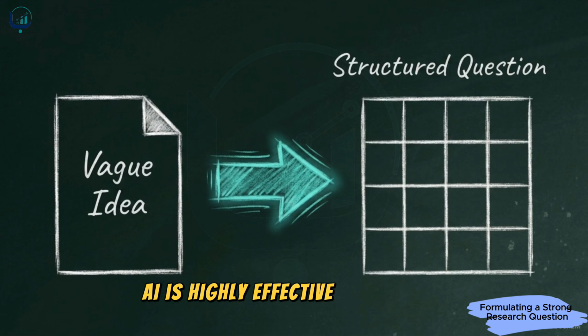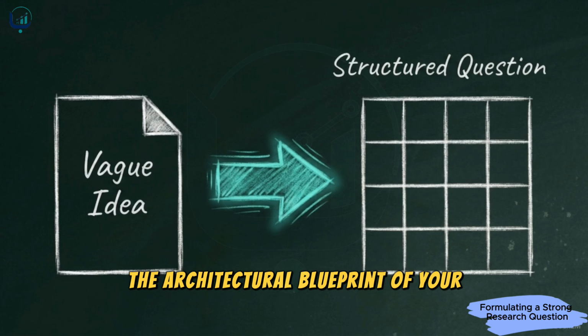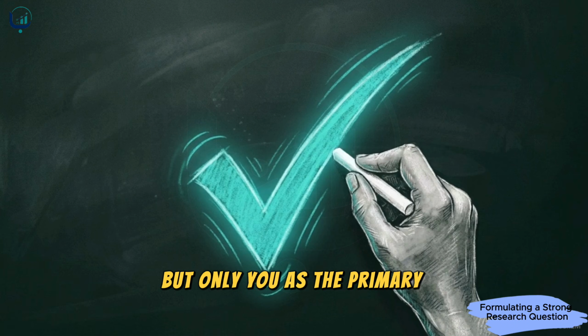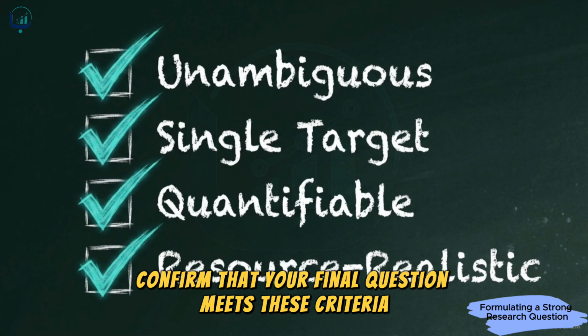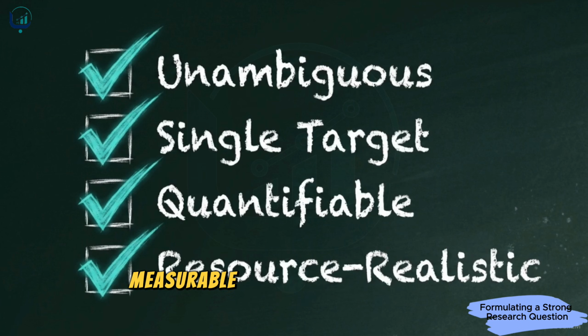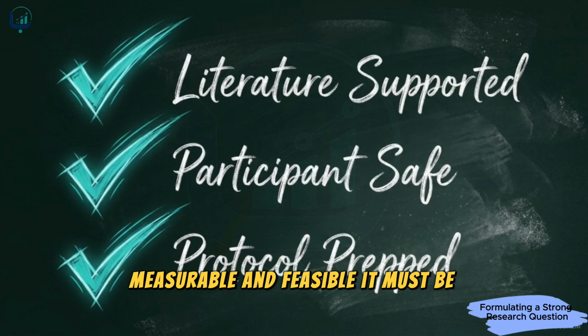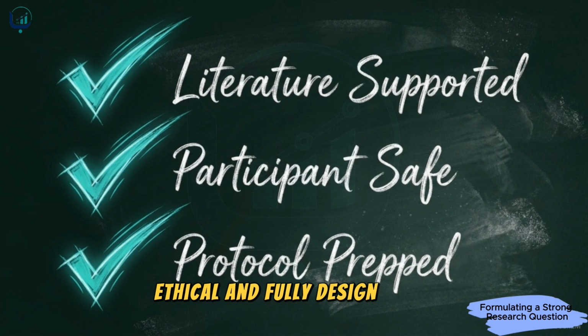AI is highly effective at drafting the architectural blueprint of your question, but only you as the primary investigator can authorize its scientific and ethical integrity. Before you move into study design, confirm that your final question meets these criteria: clear, focused, measurable, and feasible. It must be gap-backed, ethical, and fully design-ready.